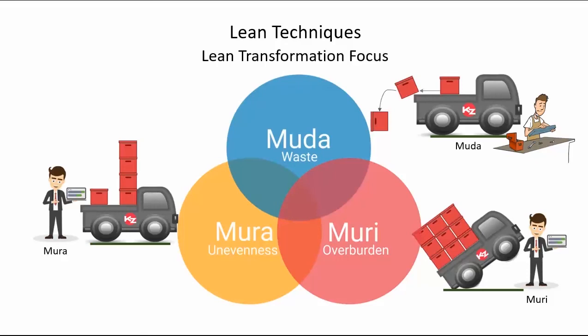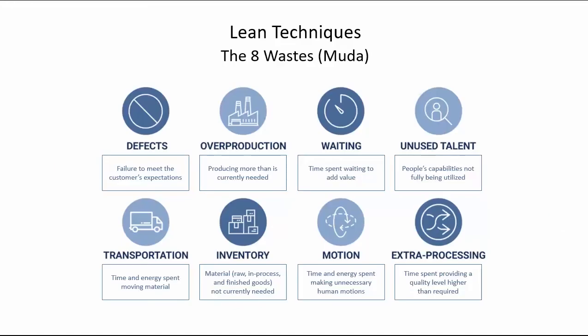Muda is a Japanese word that means waste or activities that add no value related to creating the product or service the customer needs. As mentioned earlier, the lean objective is to efficiently produce what the customer needs when it is needed at the quantity and quality level needed. Any activity that takes away from this is waste or muda. Muda can be broken into these 8 distinct types or categories.